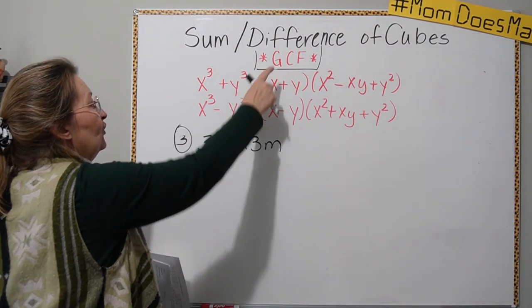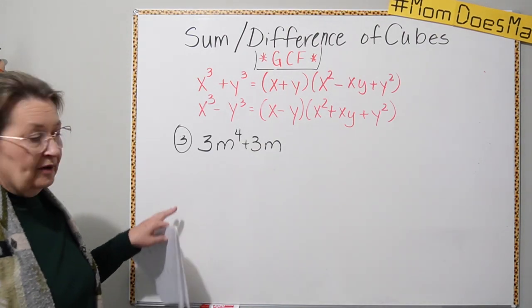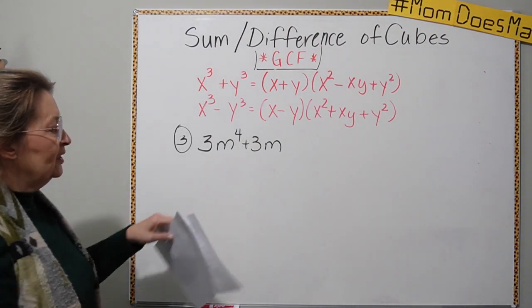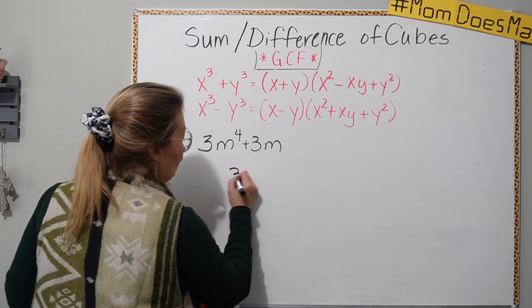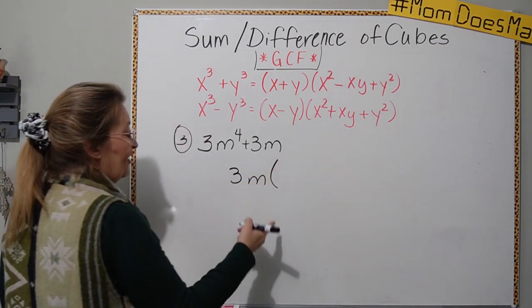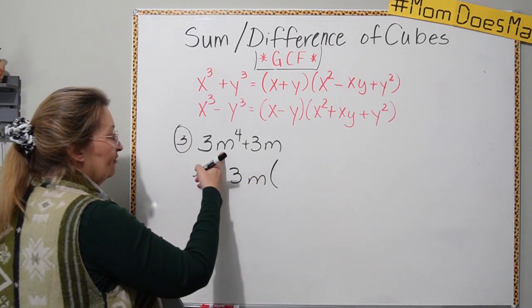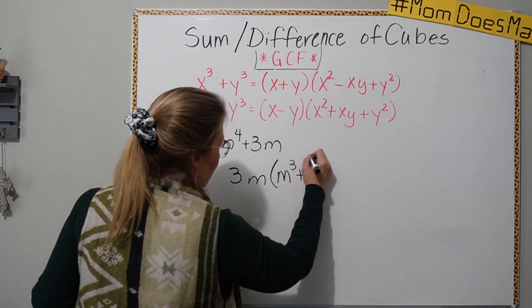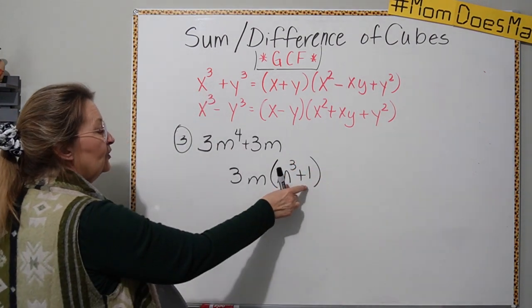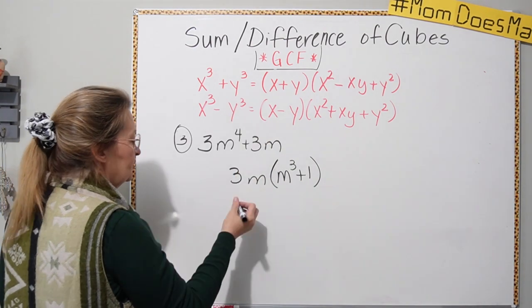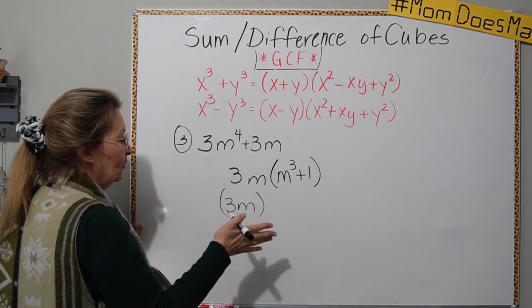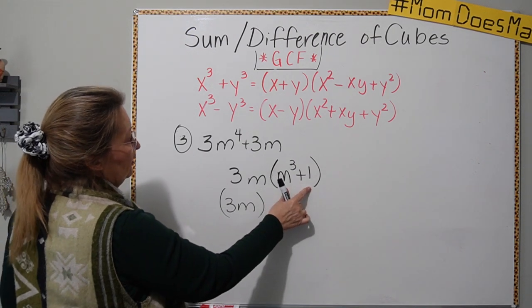Now, we do have a greatest common factor this time. So what is the greatest common factor between 3m to the 4th and 3m? Well, 3m is. So when I factor that out, what do I have left here? I have m to the 3rd plus 1. And here is your sum of two cubes. So the 3m, we're just going to tag it along. We don't want to lose it. But now we're going to factor this.